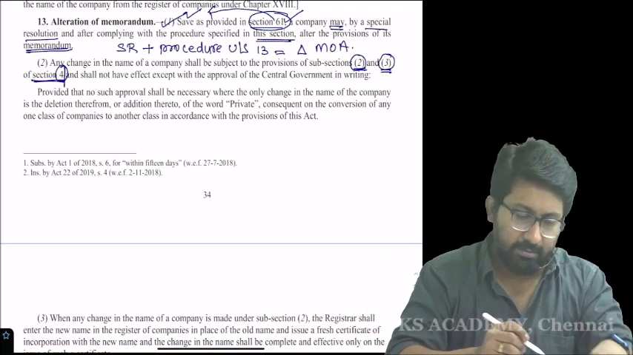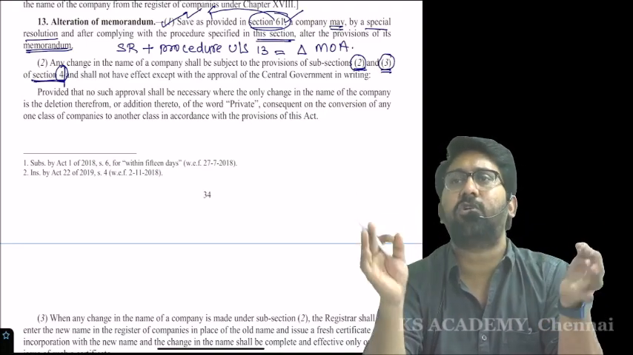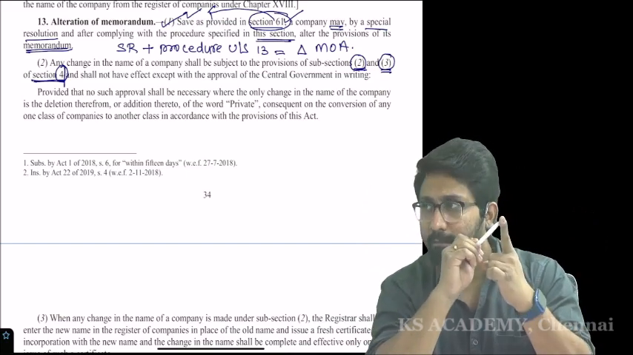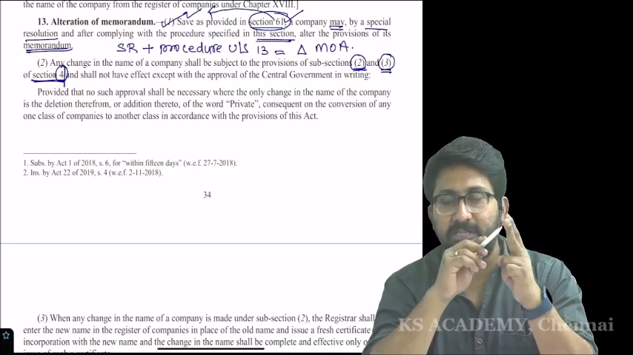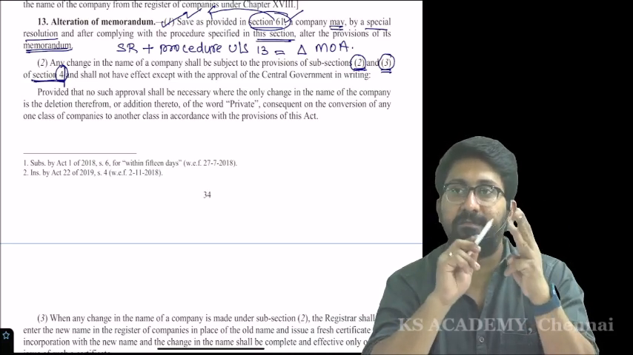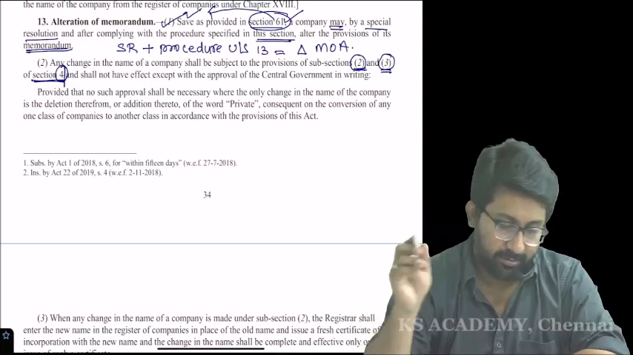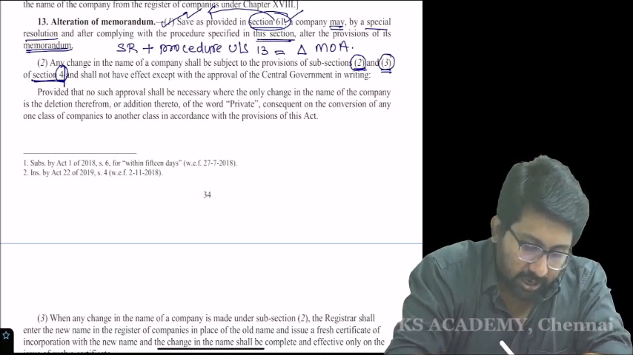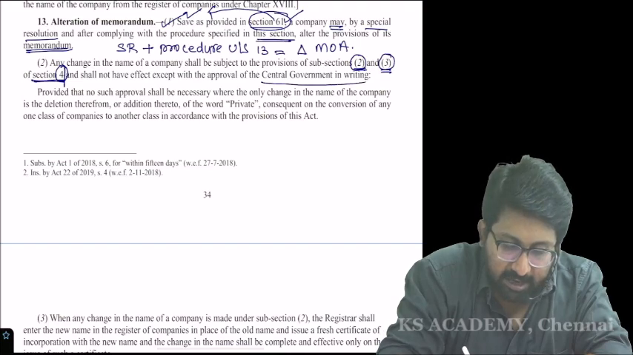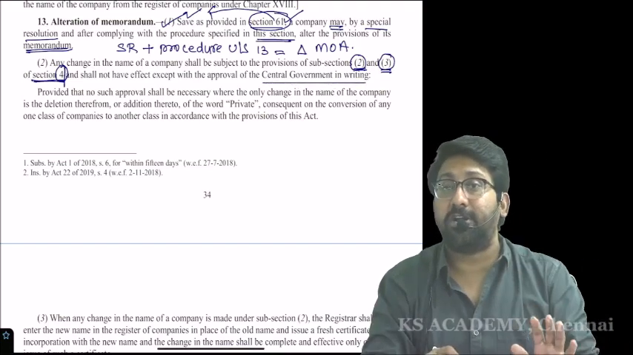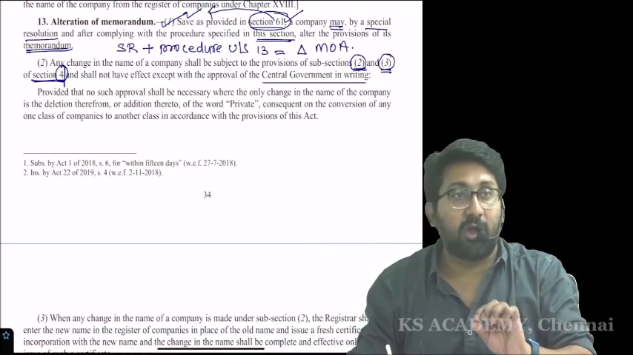Clear? Now tell me. Repeatedly I will ask the same question, please answer. Point number 1: I want to change the name. Step number 1: which resolution? Next, comply with the provisions of section number 30, and comply with section number 4 subsection 2 and subsection 3. Next, it shall not have effect except with the approval of the Central Government in writing. So it is a very, very important condition. If you want to change the name, whose permission is also required? Central Government permission is also required.